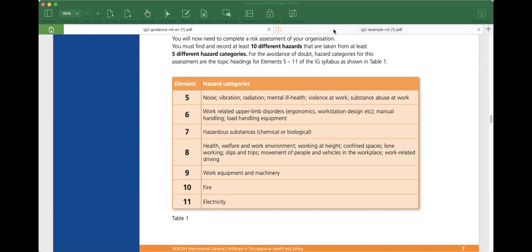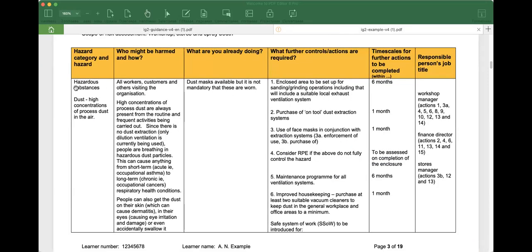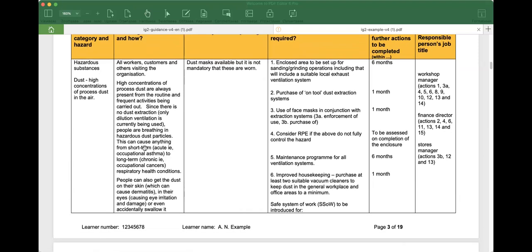Okay. Now go back to the example report like this. Hazardous substances is the hazard category, while dust is the hazard. But you should not write only dust. You must explain this hazard, like you can see in the example report: high concentrations of processed dust in the air. So who might be harmed? All workers, customers, and others visiting the organization. And how they might be harmed? You can see a well detailed explanation.